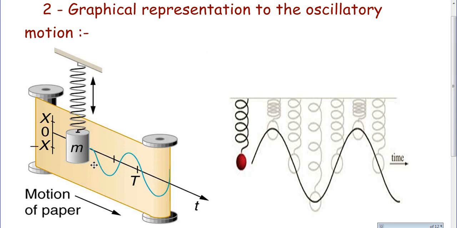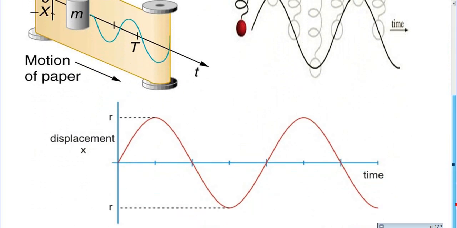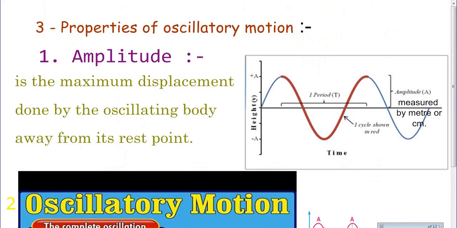Okay, so this shape represents the graphical representation of the oscillatory motion. This shape represents the simplest form of oscillatory motion, and this form is called simple harmonic motion. This concept is very important. This shape represents what? The simplest form of oscillatory motion, and the simplest example of oscillatory motion is called what? Simple harmonic motion.